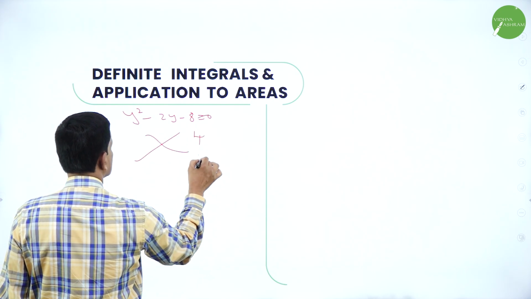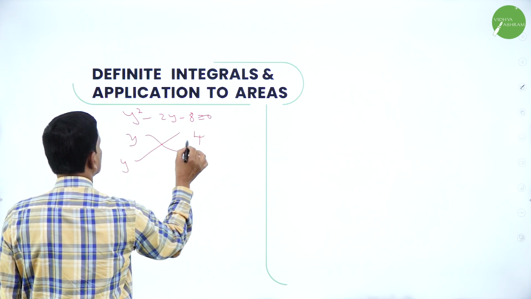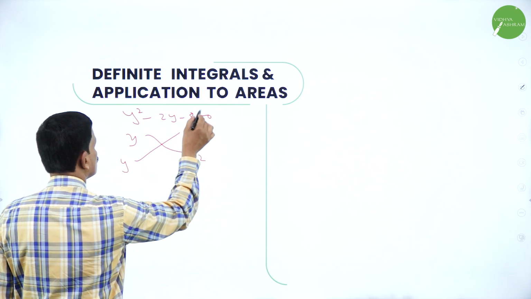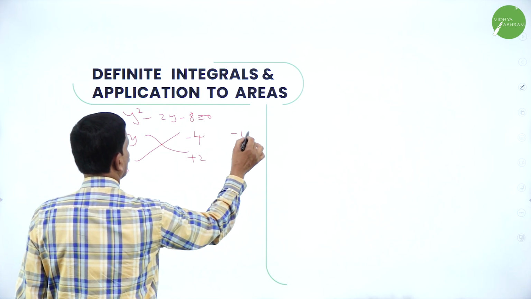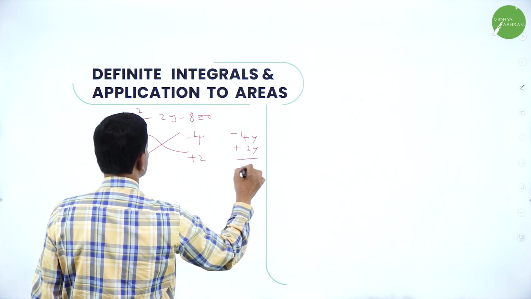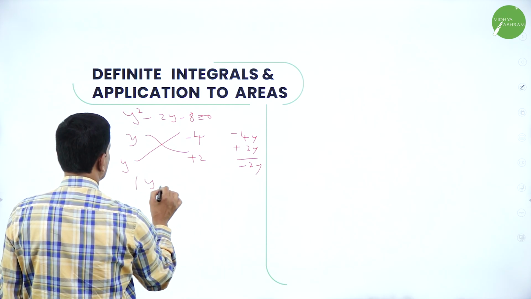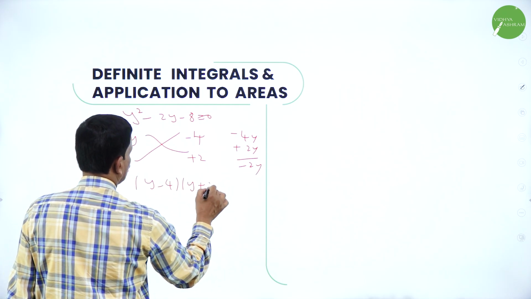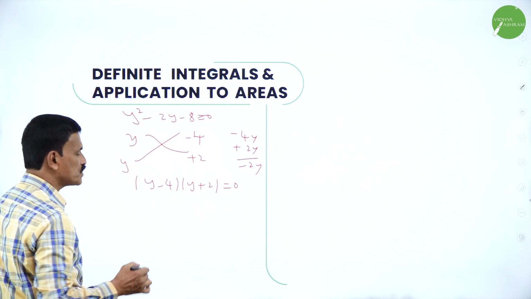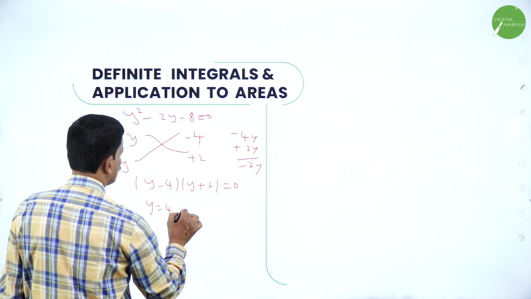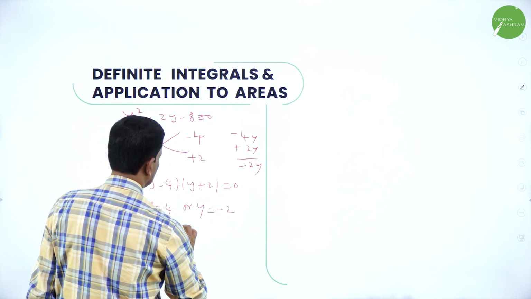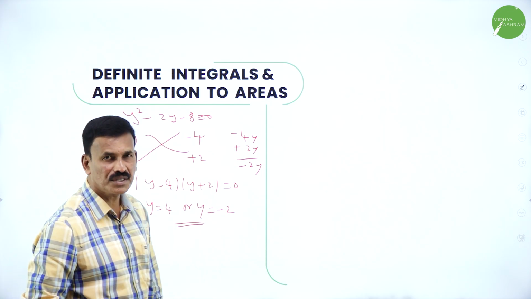Factorize this. This is 4 into 2, y into y. Yes, minus into plus it is minus. Minus 4y plus 2y is equal to minus 2y. So the factors are y minus 4 and y plus 2 is equal to 0. Therefore, y is equal to 4 or y is equal to minus 2. These are the two values of y.